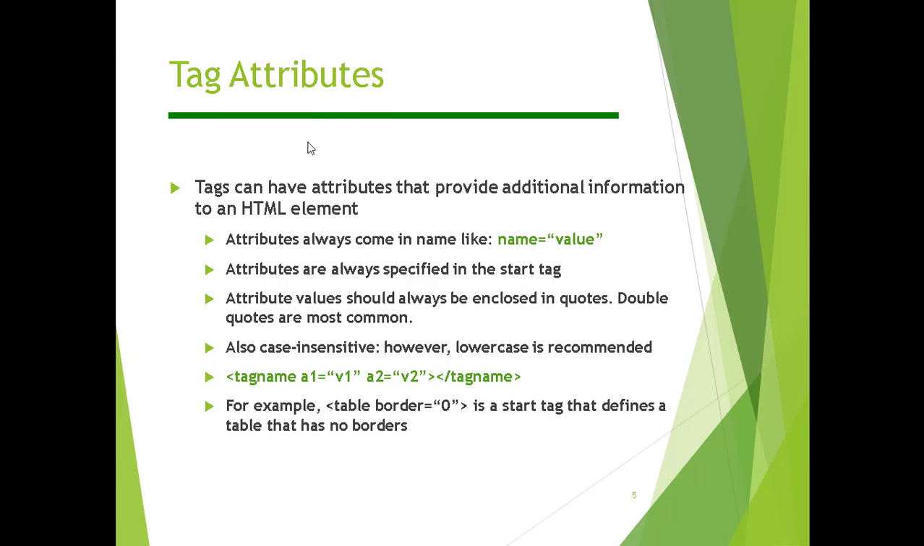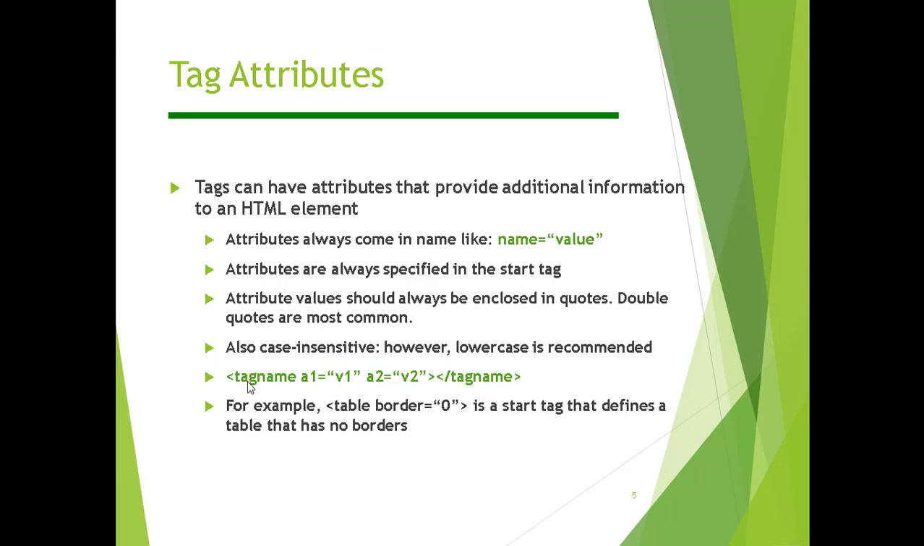That means the uppercase and the lower case will be considered the same. The tags in HTML will have attributes that provide additional information to the HTML element. Attributes always come with a name, and a value is assigned to that name. Attributes are always specified in the start tag. Attribute values should always be enclosed in quotes. Mostly double quotes are used to specify the values. Attributes are also case insensitive, however lower case is recommended.